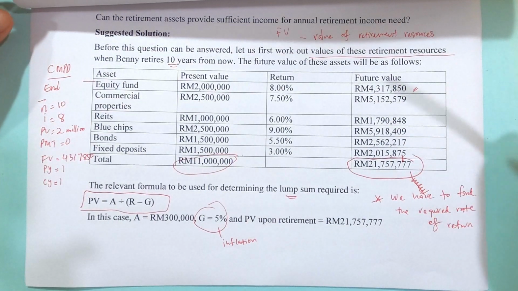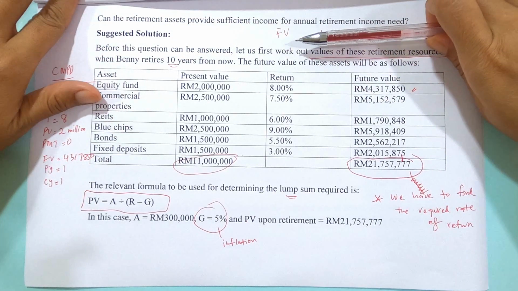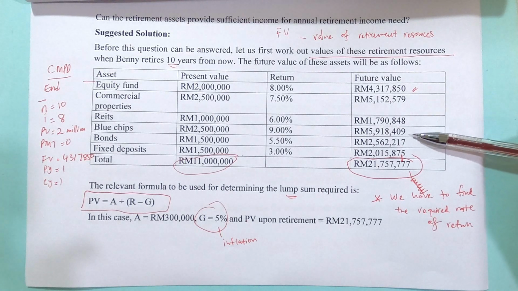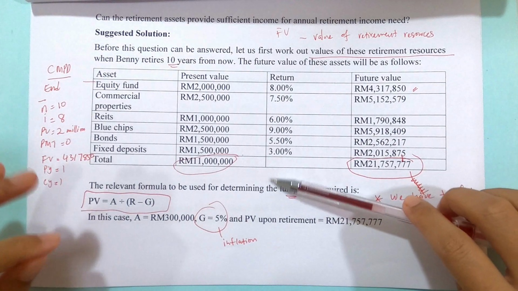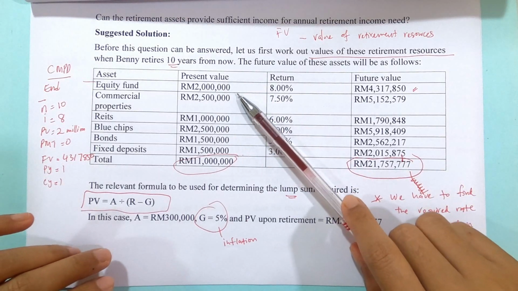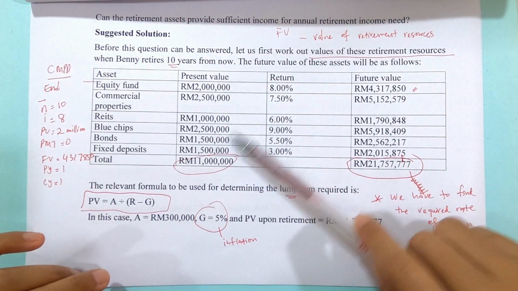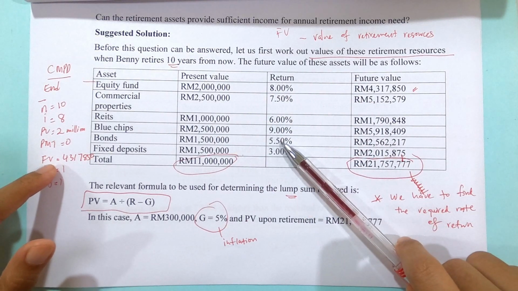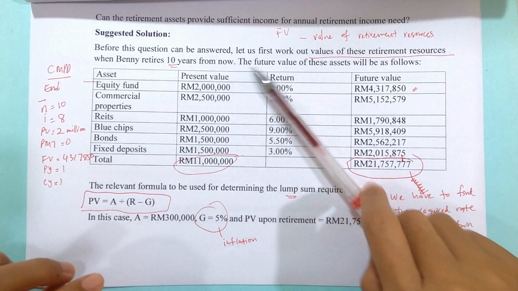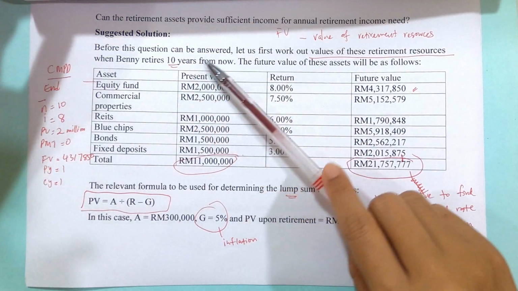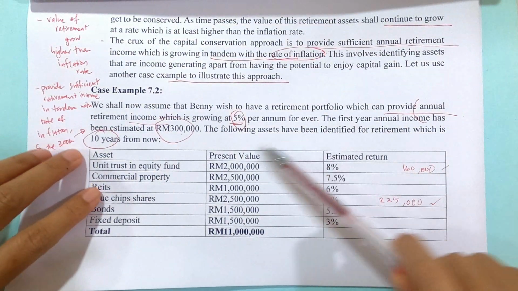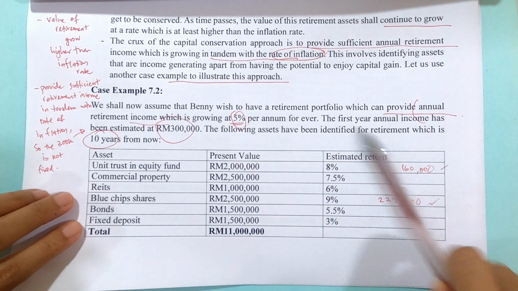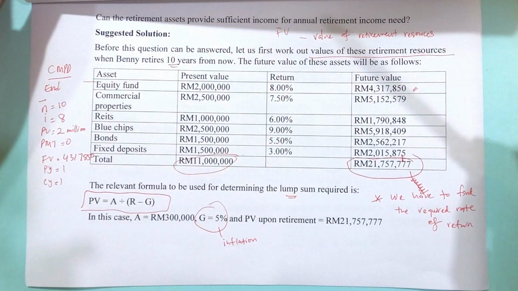Alright, so what we need to do now is to check the future value of the retirement asset that belongs to Benny. It is very common for us to transform the data in present value form to the future value by using the information given to us. As we look at this question, Benny wants to retire 10 years from now. The following assets have been identified for retirement, which is 10 years from now. So N is equal to 10.